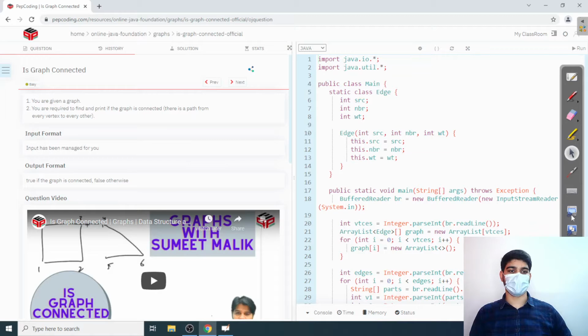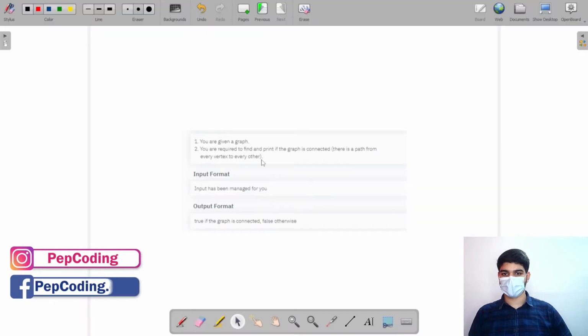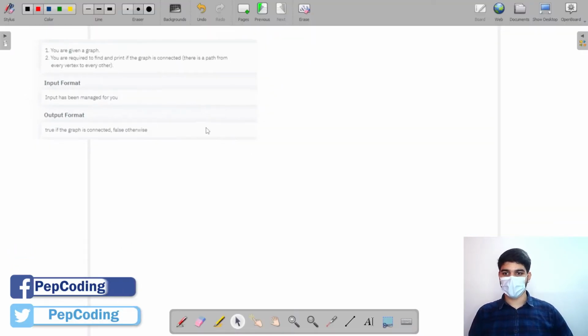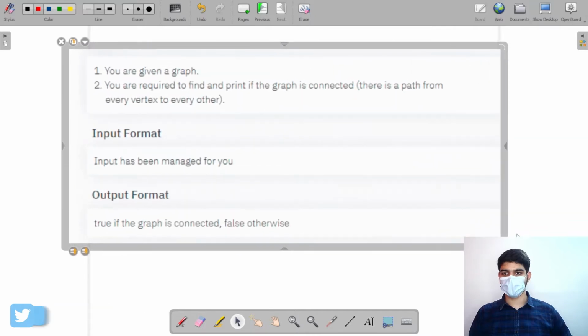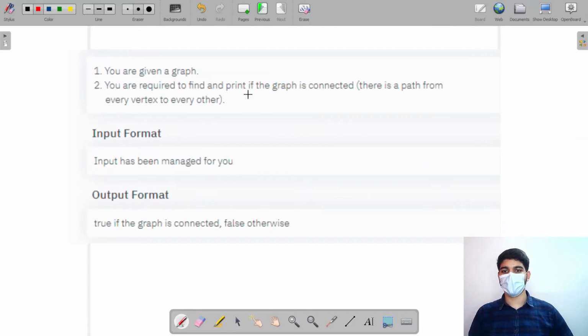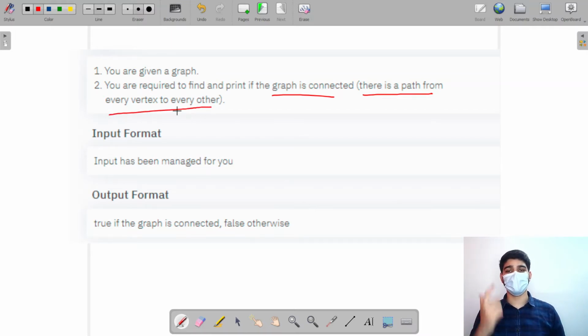So moving on to the question that we have in hand right now, it is graph connected? If we look at the objective of the question, it says that you are given a graph and you are required to find and print if the graph is connected or not. What do we mean by if graph is connected? It says that there is a path from every vertex to every other. So a graph is connected when we can have a path from each vertex to other vertex. The input format would be managed for us. We would get a graph, and the output format is that if the graph is connected, we have to return true. That means print true, otherwise false.